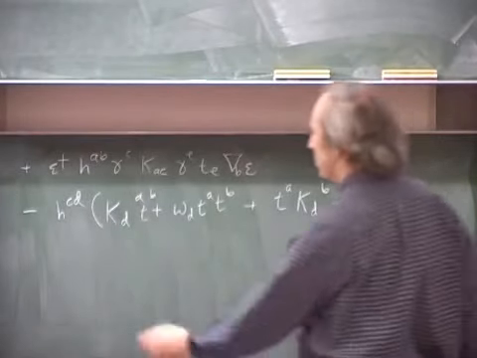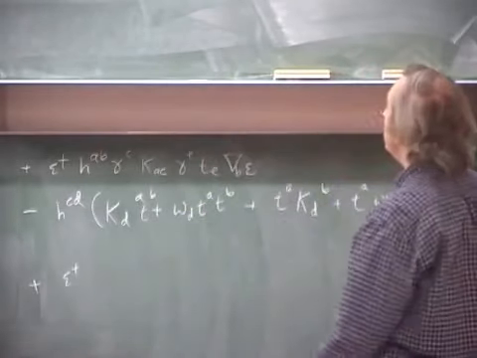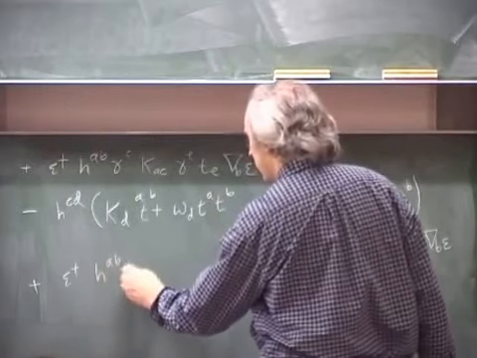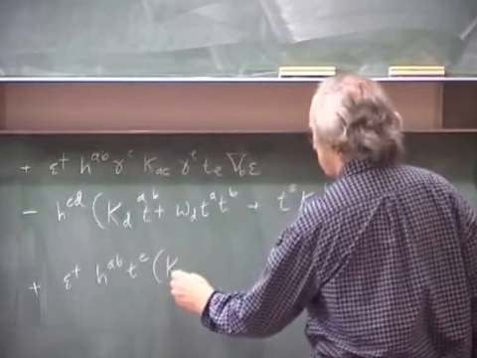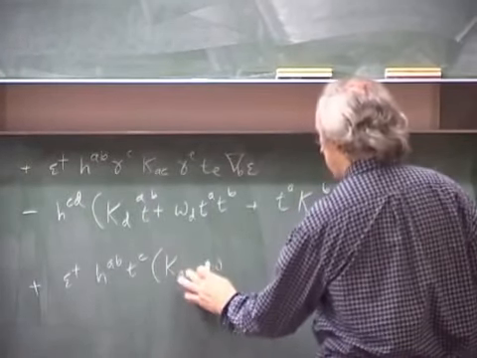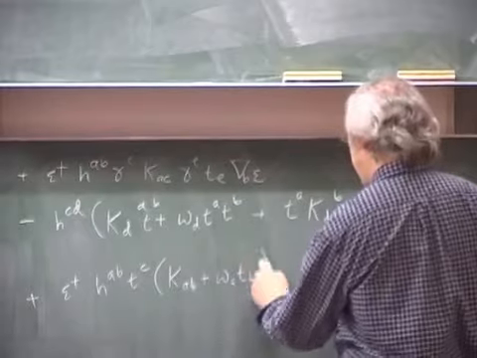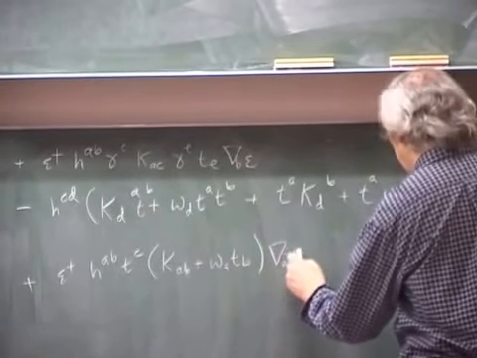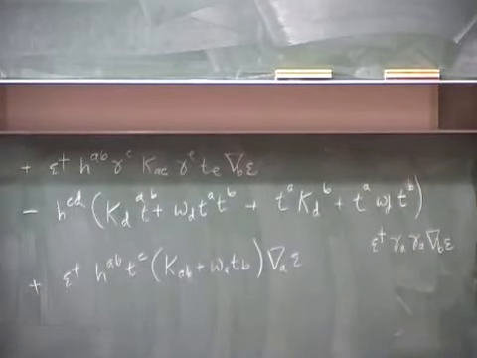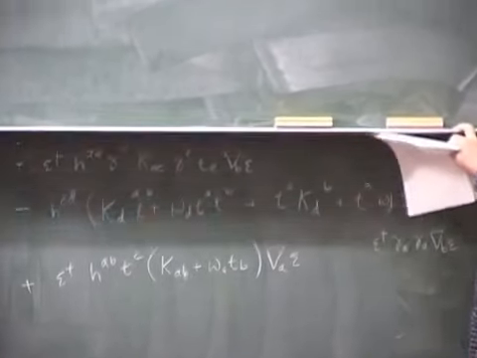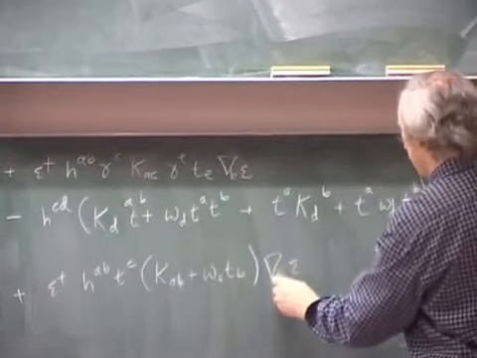And lastly, from this term, epsilon dagger, HAB, TC doesn't get differentiated. You've got del A TB, which gives me KAB plus omega ATB. Del A epsilon. What have I done? The last A is a C. And here it would seem. I don't know why I keep doing that.